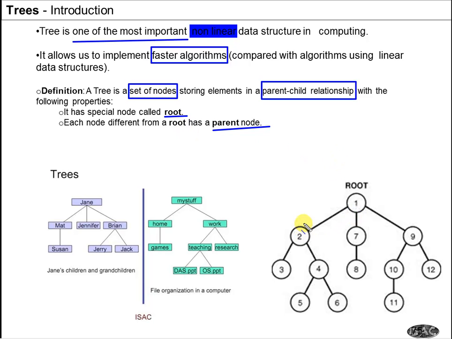So for 2, this is a parent node. For 7, this is the parent node. For 9, this is a parent node. For 4, this is a parent node. For 3, this is the parent node. And obviously, this one is called root. The value can be anything. It is just that root is that node which has no parents.